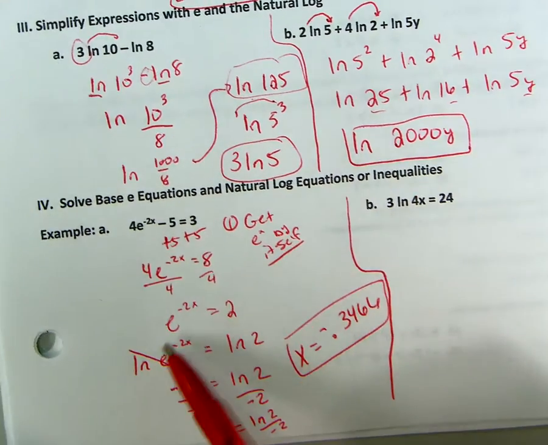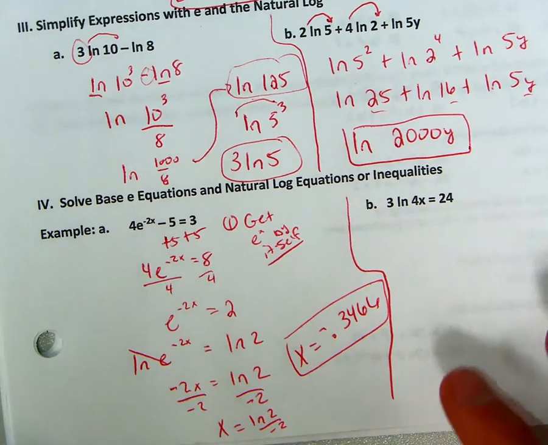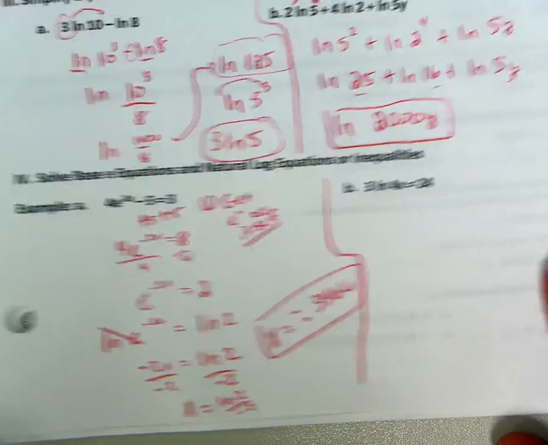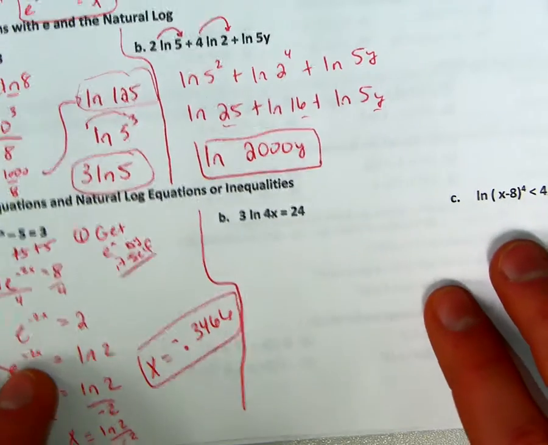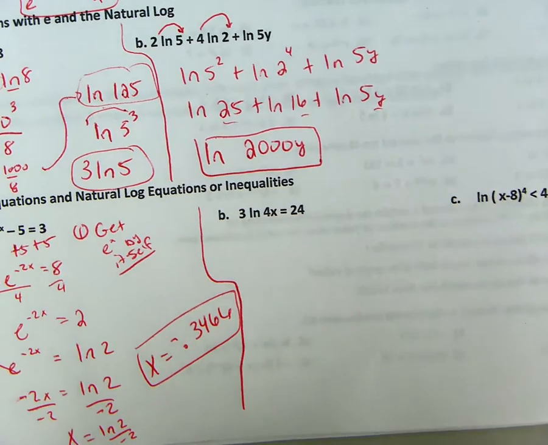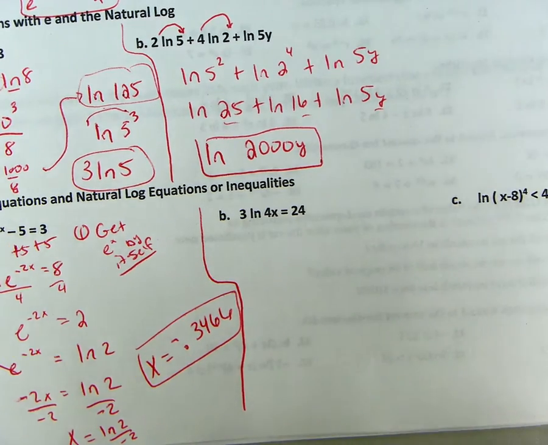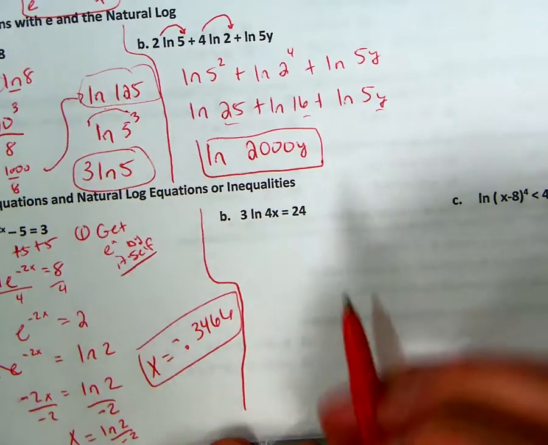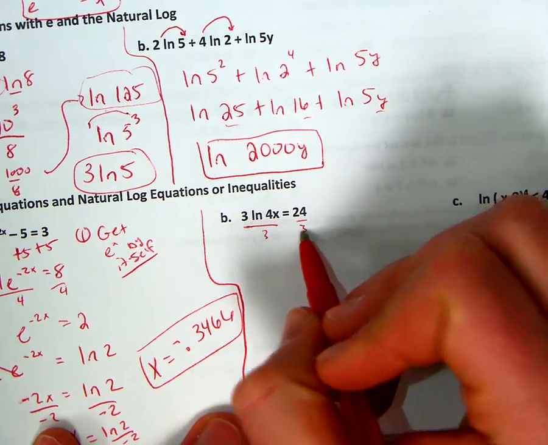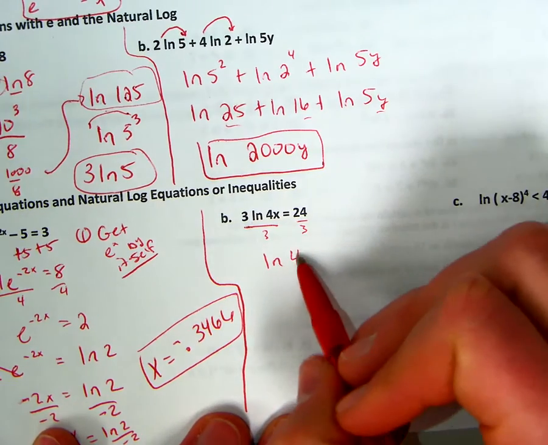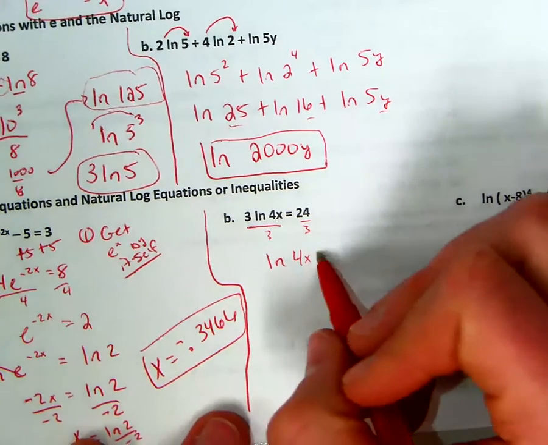I think this part is awesome. That's so cool how it does that. All right, let's go to part B now. So you have 3 times ln 4x equals 24. Now 3 is multiplied with this entire thing, so we can divide by 3 first. I want to get ln 4x, same kind of thing. I want to get it by itself, equals 8.